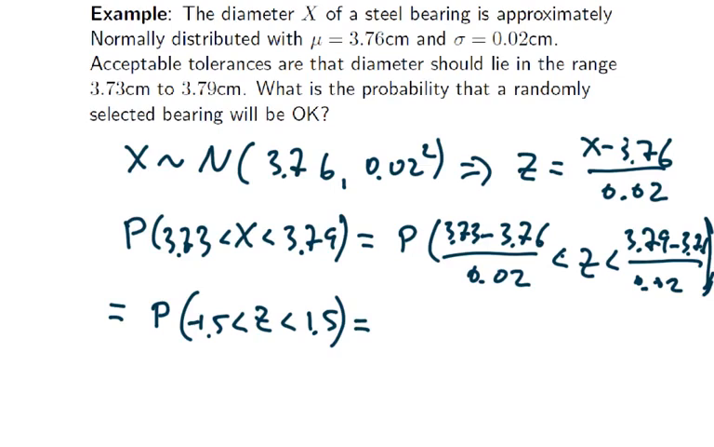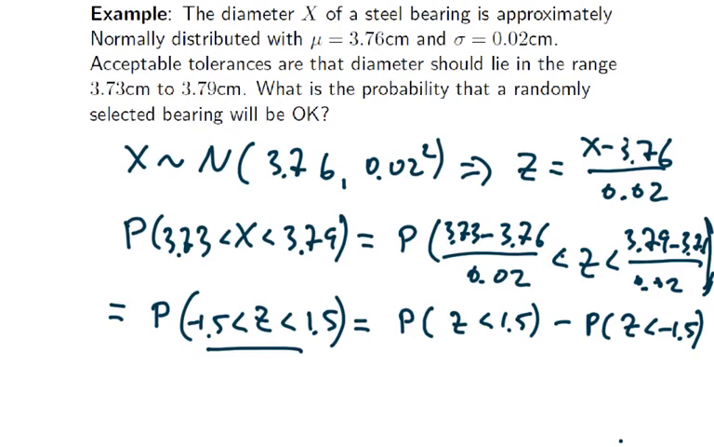And now we use again our table, but we know that in table we have only probabilities for z to be less than positive numbers. So this probability that z lies in the range between minus 1.5 and 1.5 is equal to probability that z is less than 1.5 minus probability that z is less than minus 1.5. z less than 1.5 includes z less than minus 1.5, so we should subtract it to get probability for z to be in this range.